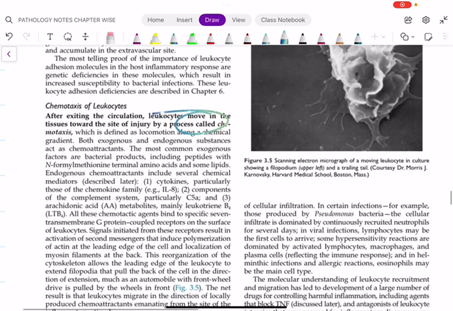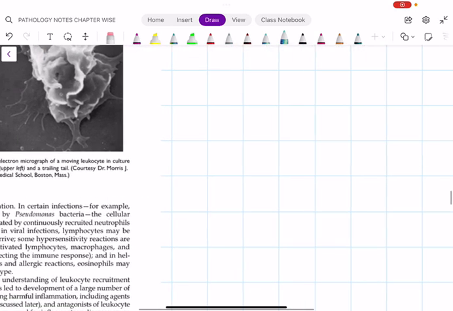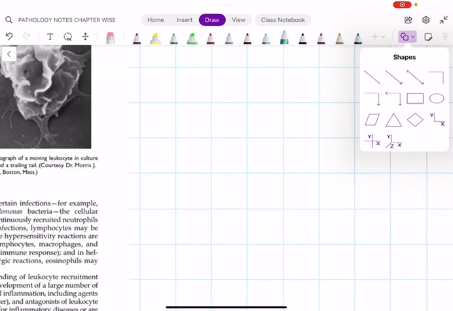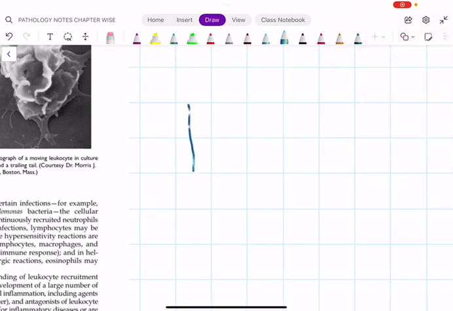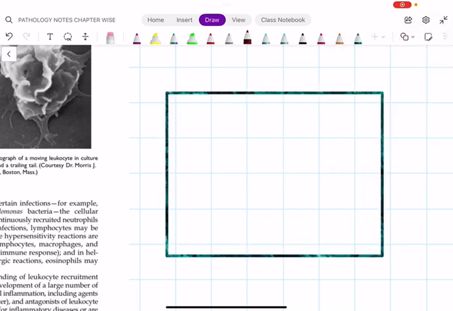Some of those chemoattractants are interleukin 8. In the complement system, we have C5a. Arachidonic acid metabolites like leukotriene B4. I know it is very difficult to remember all of those, so I am going to draw a table here, and we are going to write down those chemoattractants here.